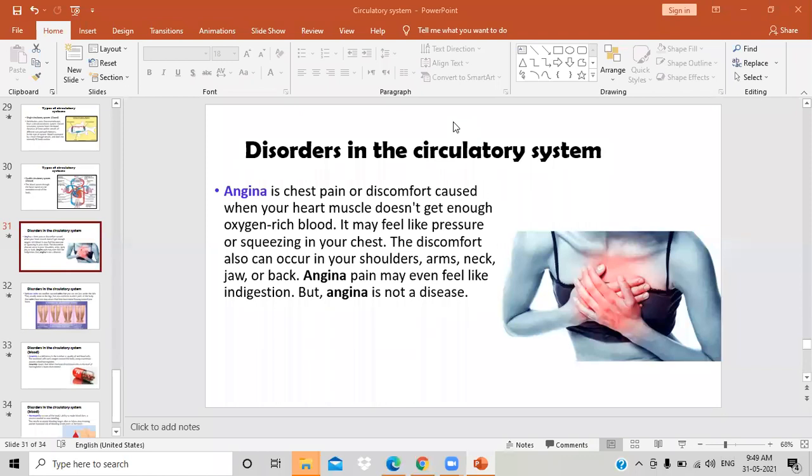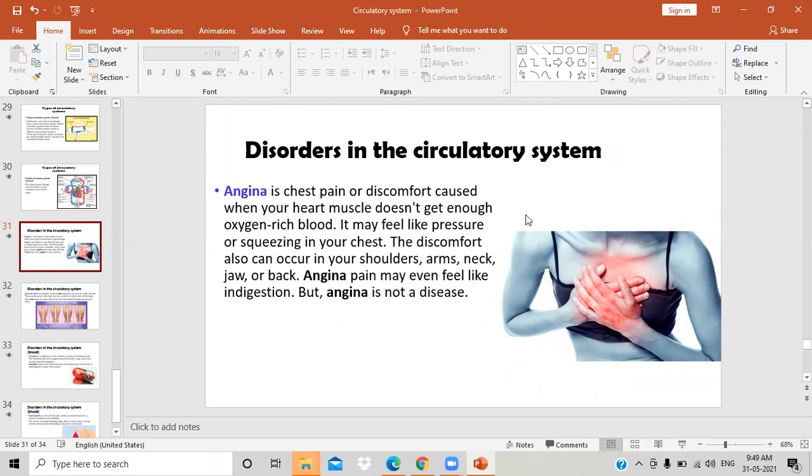The first one is angina. We're going to start with the main organ in the circulatory system. Angina is what we call, in other words, the heart attack. The heart attack is angina. What is the meaning of angina?